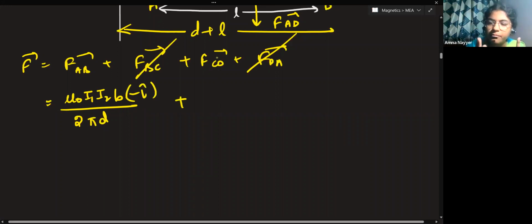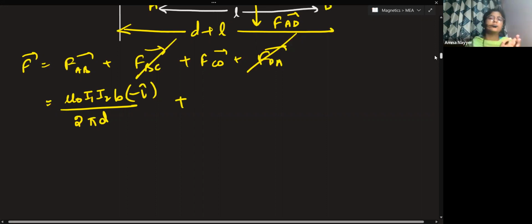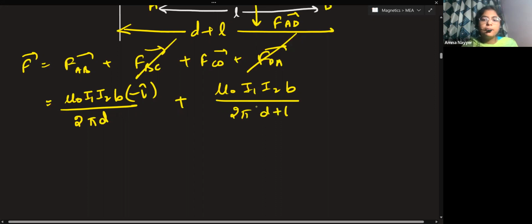Plus CD. Everything will be the same for this conductor CD apart from D plus L. Rest of the things are same, I1, I2, everything is there. Length is also B. The separation, instead of D, we'll be writing D plus L. And it will be towards the opposite side, that is i cap. So this becomes mu naught I1 I2 B divided by 2 pi into D plus L, i cap. So this is your final answer. Note down this as well.